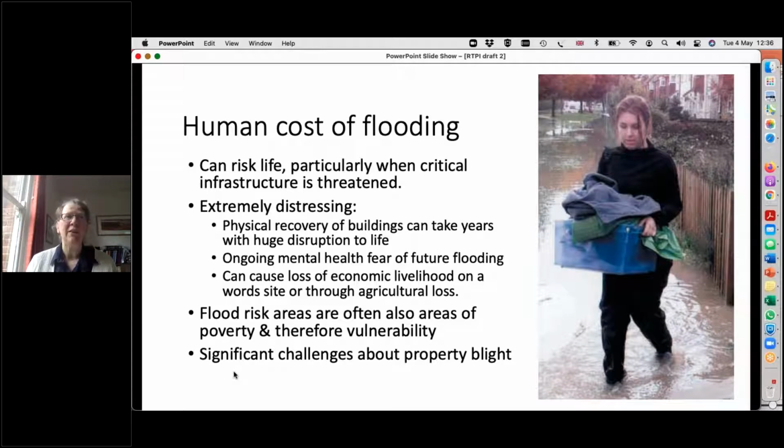Those who have been flooded talk about the ongoing mental distress. "Every time it rains, I get worried and I have to go home or something like that." You know, people find once they've been flooded, they are worried about the fear of being flooded again. And there's also an issue of economic livelihoods if your workplace is flooded, or agricultural losses. So there are a number of reasons we need to be very concerned about flooding.